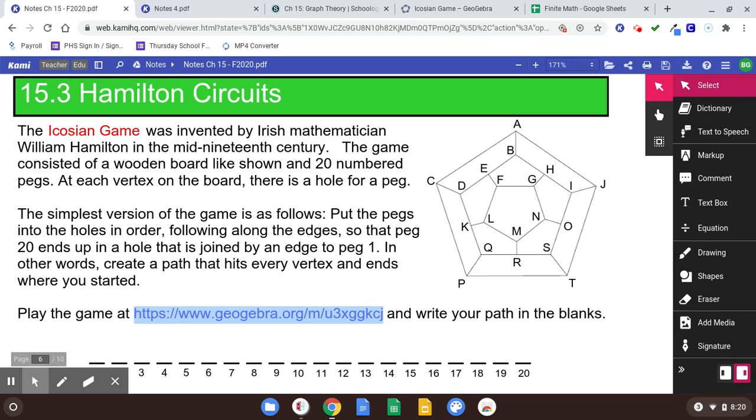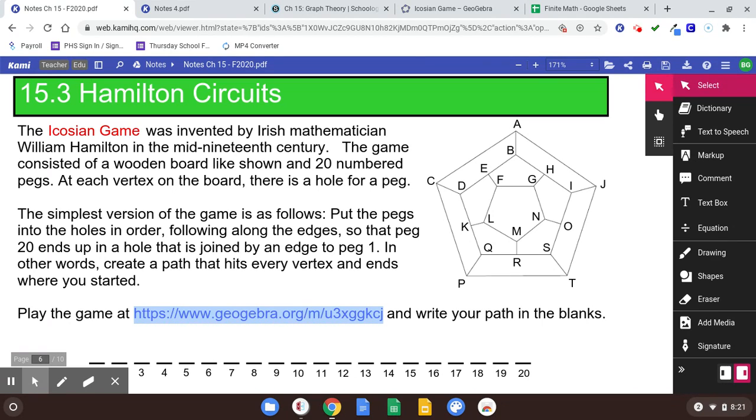15.3 Hamilton circuits. The Icosian game was invented by Irish mathematician William Hamilton in the mid-19th century. The game consisted of a wooden board, like shown, and 20 numbered pegs. At each vertex on the board, there's a hole for a peg. The simplest version of the game is as follows.